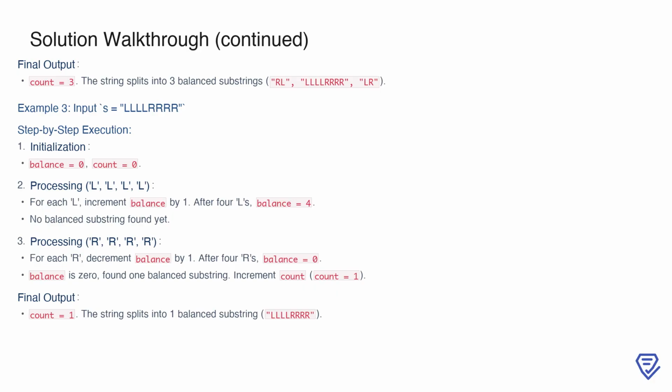Next, we process the remaining 4 characters, all R. For each R, we decrease balance by 1, bringing it down successively to 3, 2, 1, and finally 0. At this point, balance equals 0, indicating a balanced substring that spans the entire string. We increment count to 1. Since there are no more characters left to process, the string splits into just one balanced substring, LLLRRR. The final output is count equals 1.